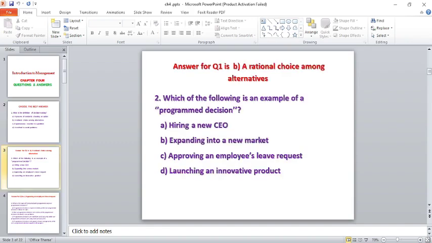Question number 2. Which of the following is an example of a program decision? A. Hiring a new CEO. B. Expanding into a new market. C. Approving an employee's leaving request. D. Launching an innovative product. The answer for question number 2 is C. Approving an employee's leaving request.